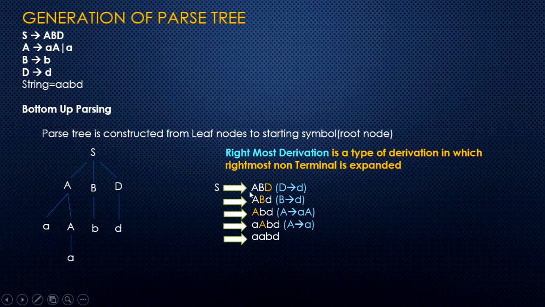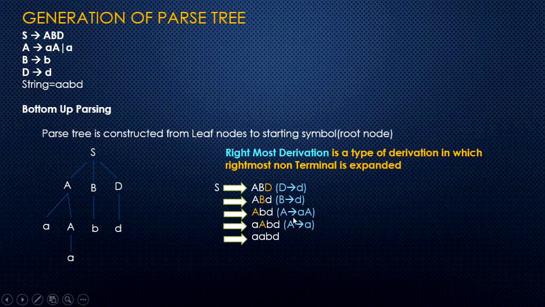So S tends to ABD. In that, D is the rightmost non-terminal, so D is replaced with the help of D tends to small d. Then we are left with two non-terminals, A and B. There is a small change here: B should be replaced by small b. I have represented it as D here, which is wrong. So B will be replaced by small b.